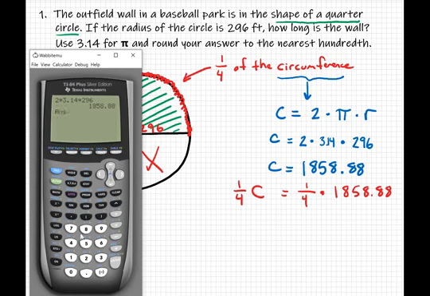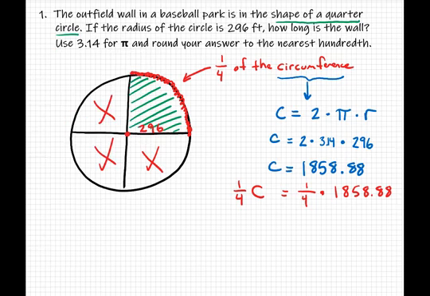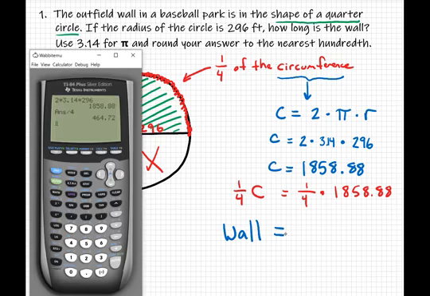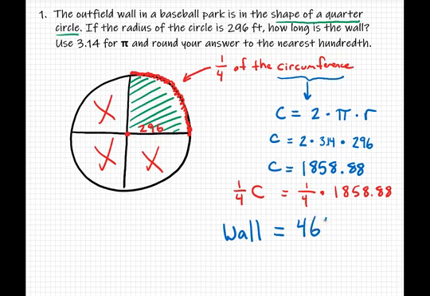and divide this by 4. So it looks like 1/4 of the circumference, or 1/4 of the distance around, is 464.72. So that is the wall of the baseball park. So let's say the wall equals 464.72 feet.